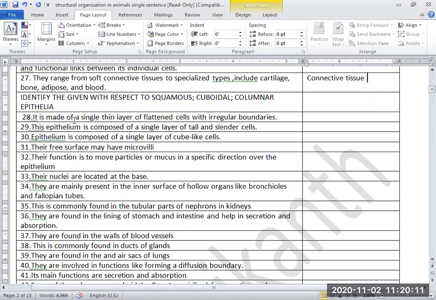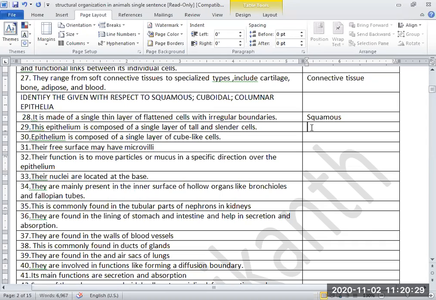It is made of a single thin layer of flattened cells with irregular boundaries. Squamous. Please make your surroundings without any noise, or move out where there is no noise.